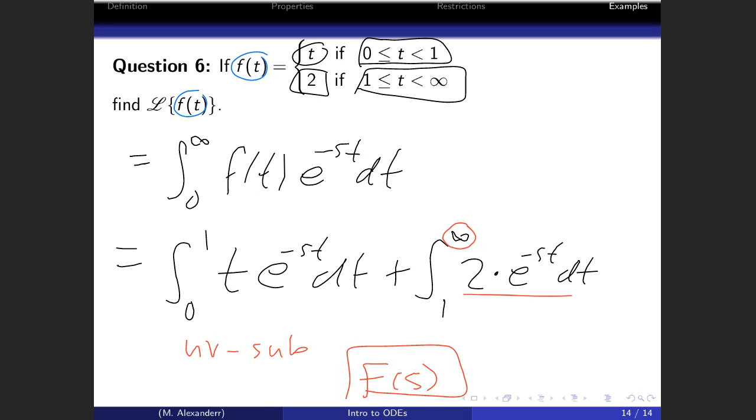And then in the next video, we'll talk about the inverse Laplace transform. And then with that, we'll be able to talk about solving a differential equation.